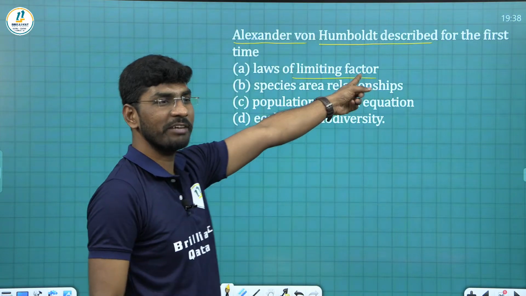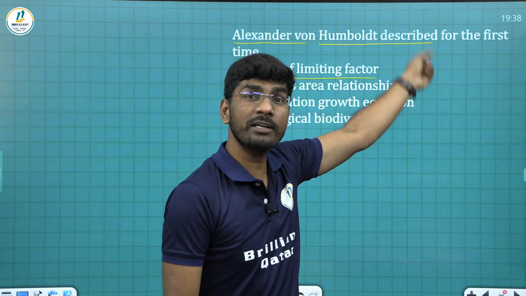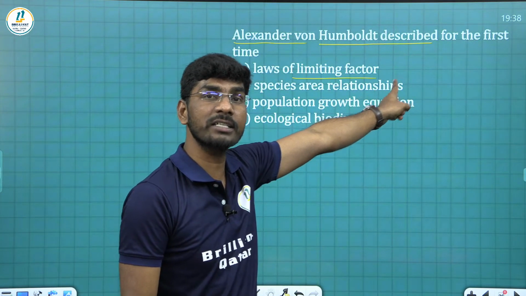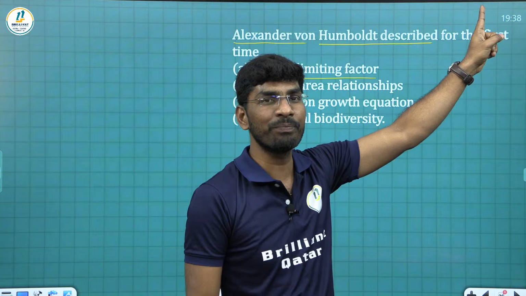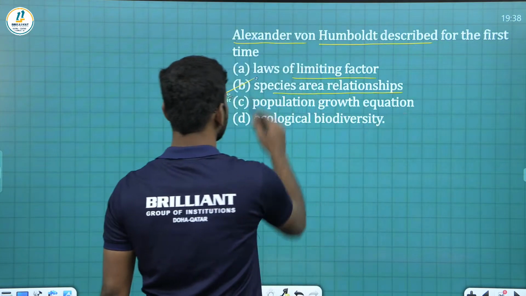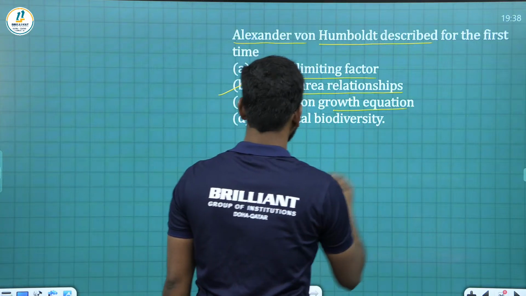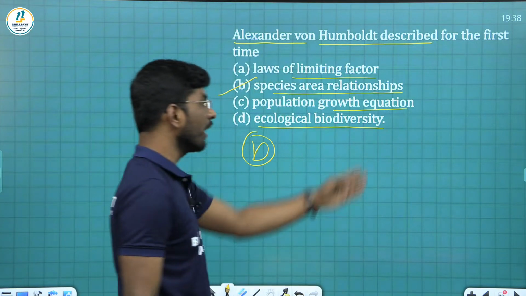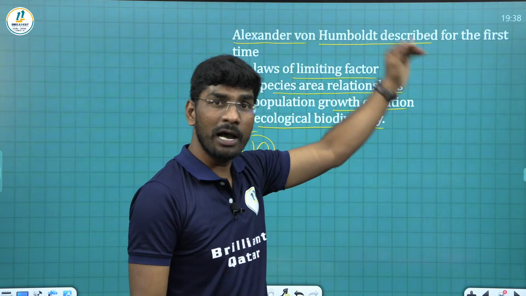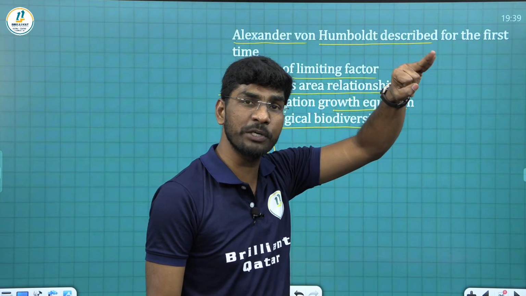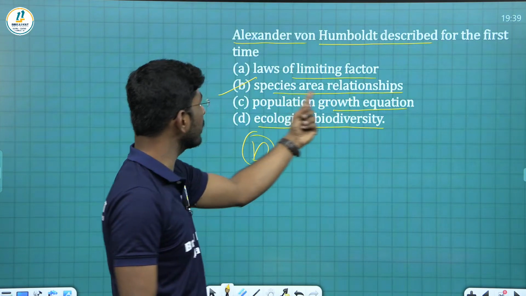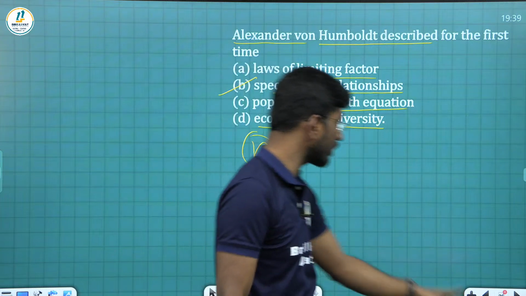So I can drop law of limiting factor. You know what the law of limiting factor is? Go back to 11th grade. In a particular chapter, it is the law of limiting factors of photosynthesis, Blackman's rule. Then species area relationship, population growth equation, ecological biodiversity. It is called alpha, beta, gamma, ecological diversity. Alpha, beta, gamma, species and genetic, and also ecological one, right? So it is species area relationship, option B.